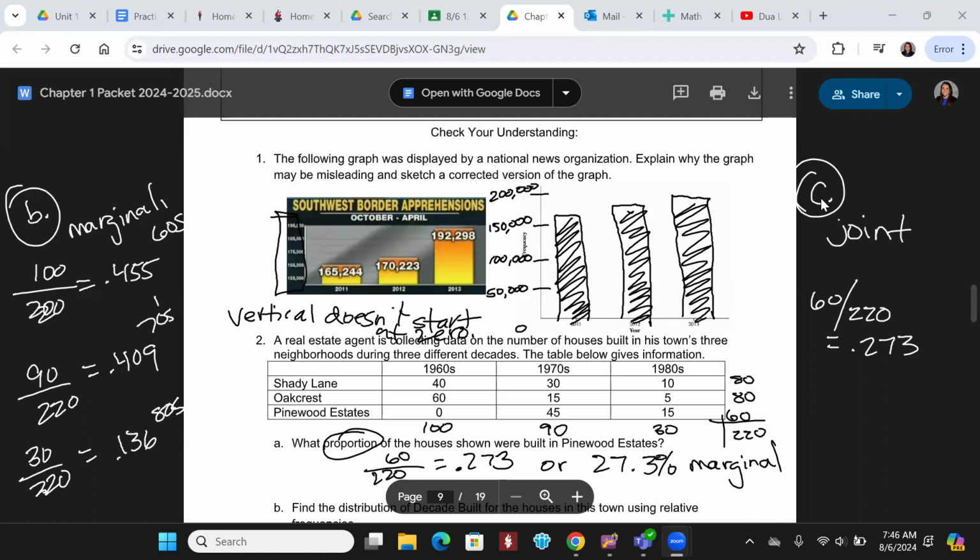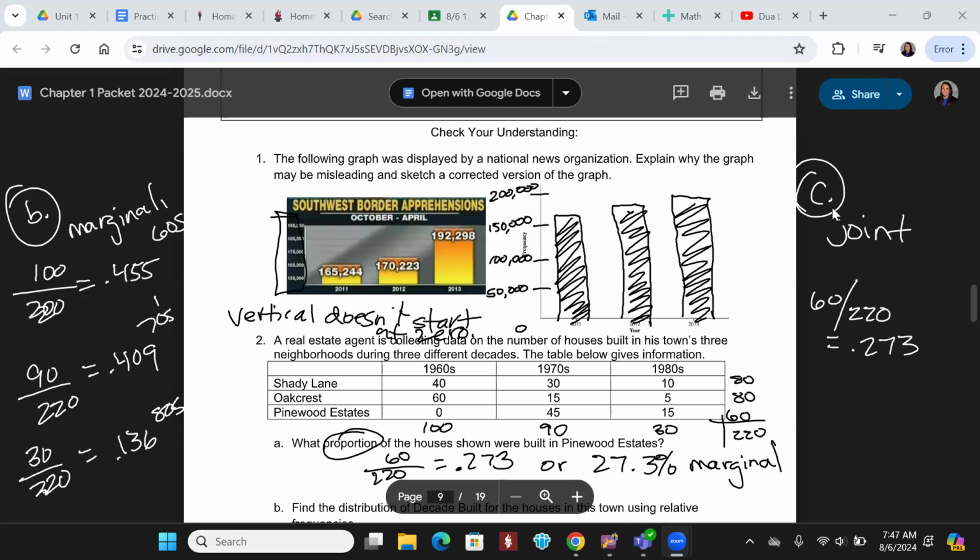All right, on part C, what percent of homes were built in Oak Crest and in the 1960s? 27. Okay. 27.3, or you could do 60 divided by 220, which is 0.273. Good. What kind of frequency is that? Joint, because two things are crossing over. We okay on that? Okay.